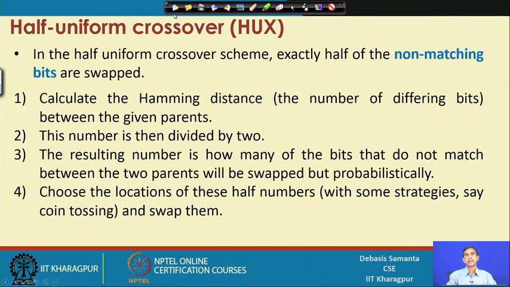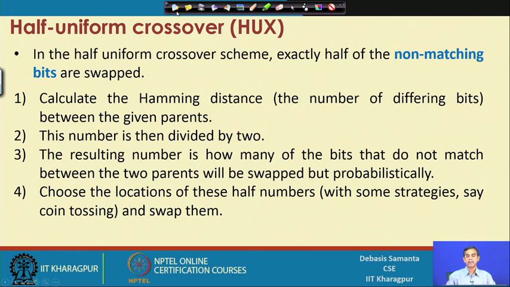Then half of them, the number will be obtained simply by dividing this Hamming distance by 2. So, if the Hamming distance is 6, then half of this will be 3, and if it is 5, then it will be 2, like this one. So, these are the things. Then the idea is that half of the non-matching bit patterns are to be swapped, and they can be swapped either in a random fashion by tossing a coin or using any procedure.